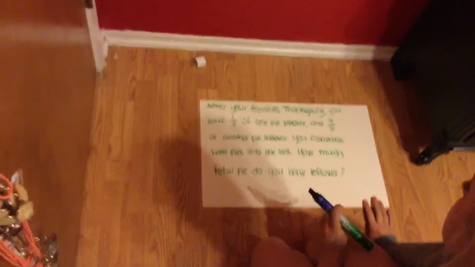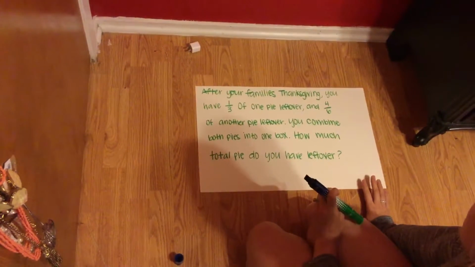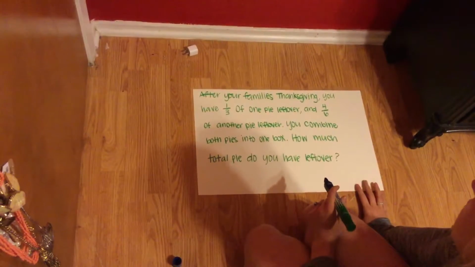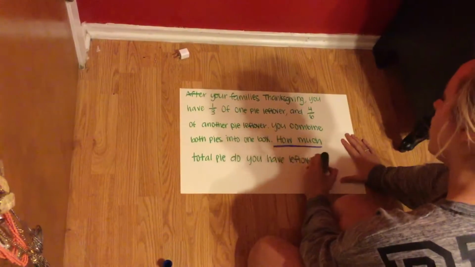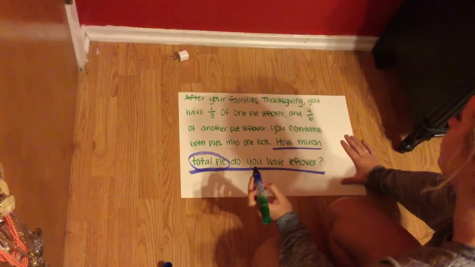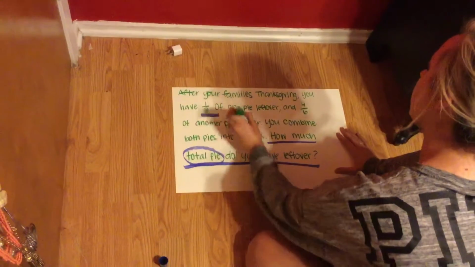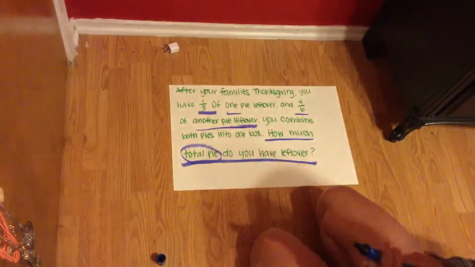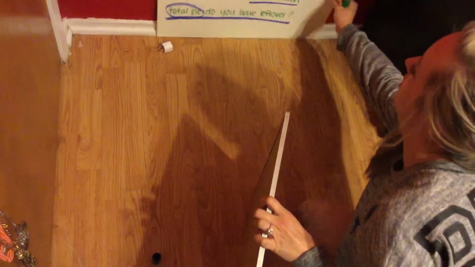It says, after your family's Thanksgiving, you have 1/3 of one pie left over and 4/6 of another pie left over. You combine both pies into one box. How much total pie do you have left over? So you're looking for the total pie. And it tells you in the question, you have 1/3 of the first pie and 4/6 of another pie left over. So since you're looking for the total, you know that you're going to add the two together.